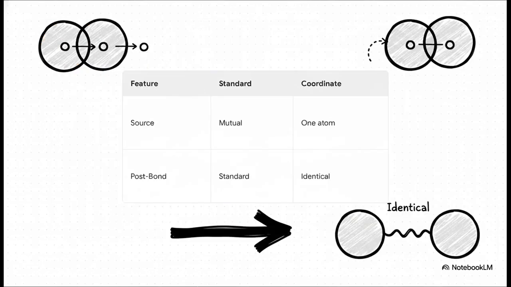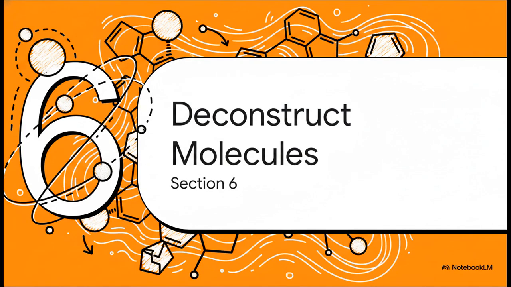When we map this against standard covalent bonds, a stark difference emerges. In a standard covalent bond, you've got mutual sharing. Each atom chips in one electron. But in a coordinate covalent bond, the electron pair is provided entirely by the donor. However, and this is the beautiful part, even though the relationship starts out completely one-sided, once that coordinate bond locks into place, it shares the exact same physical and chemical properties as a standard covalent bond. It becomes utterly indistinguishable.